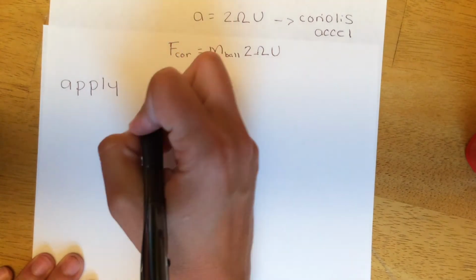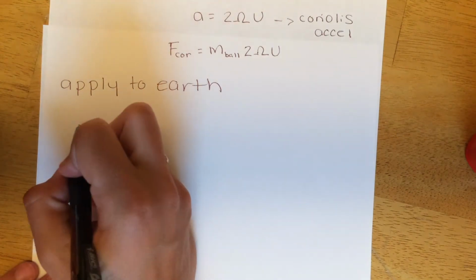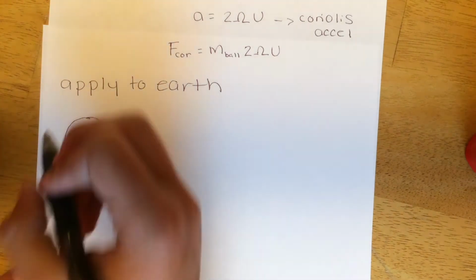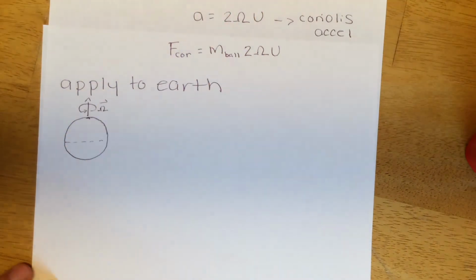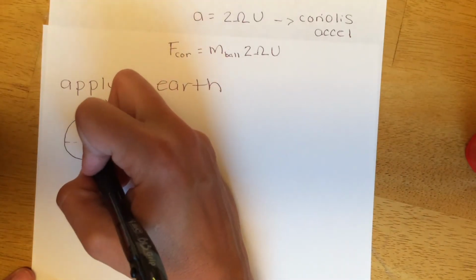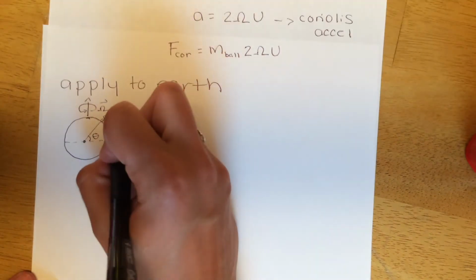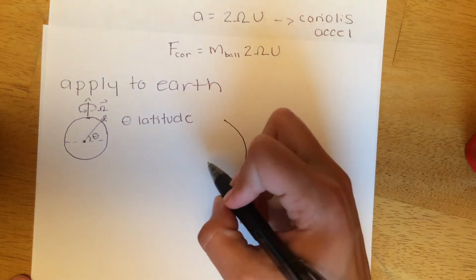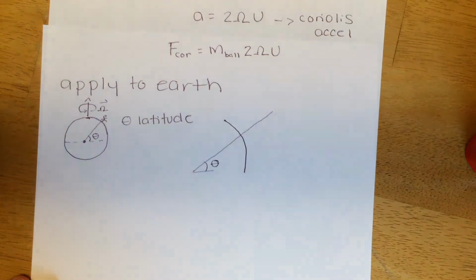We can apply this concept to the rotation of the Earth, but now the Coriolis force acts in more than one direction. So we have our Earth with our equator, and again, it's rotating at an angular speed of omega. You are now standing at some latitude theta, which is simply the angle from the equator. If we zoom in, we can use some simple trig to determine the y and z components of omega.